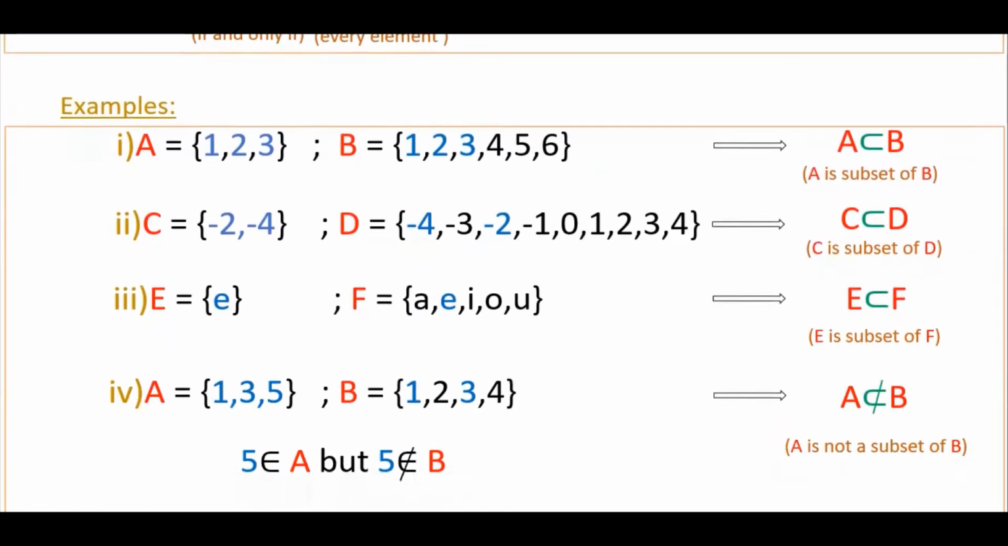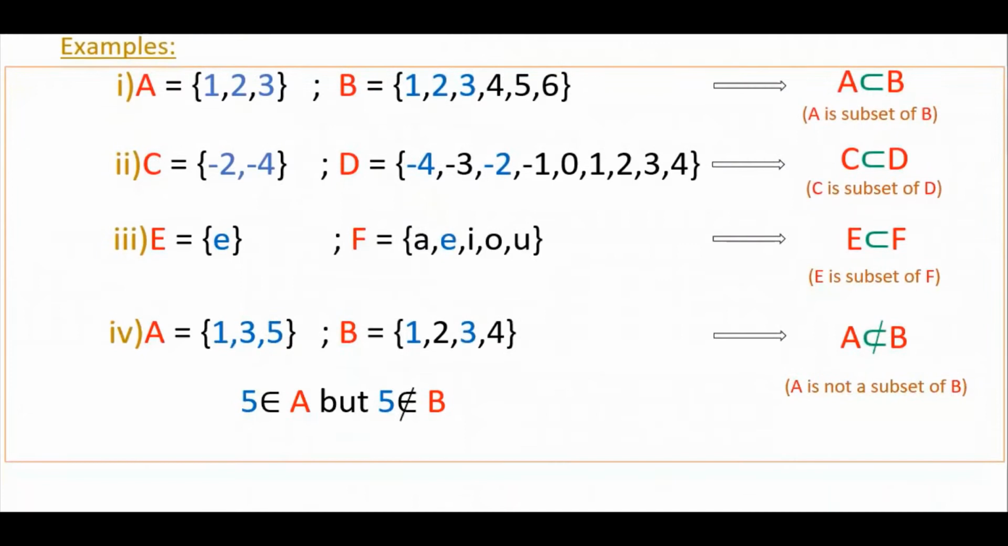And if you see this example, here A is equal to {1, 3, 5} and B is equal to {1, 2, 3, 4}. The elements 1 and 3 are also elements of B, but 5 is not in B. So 5 belongs to A, but 5 does not belong to B. So A is not a subset of B.